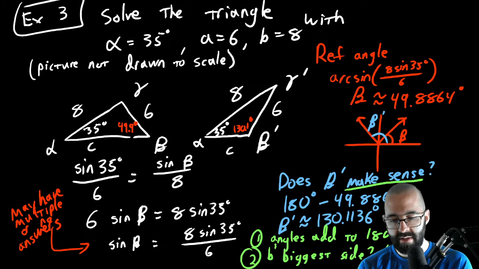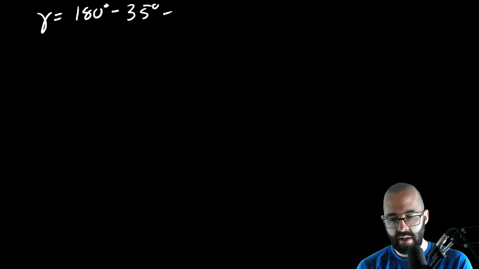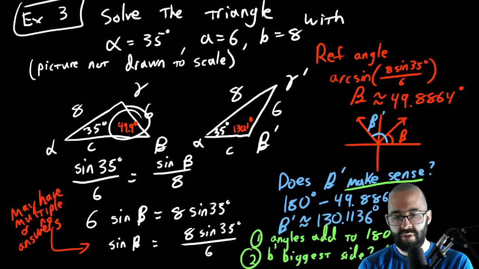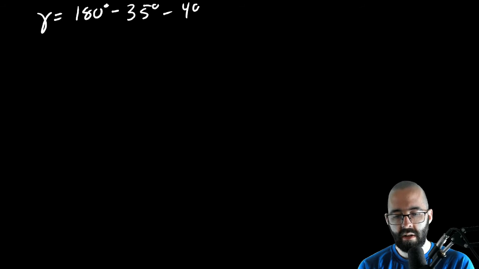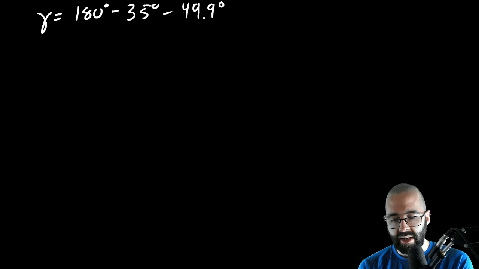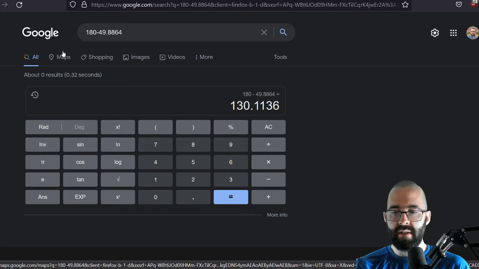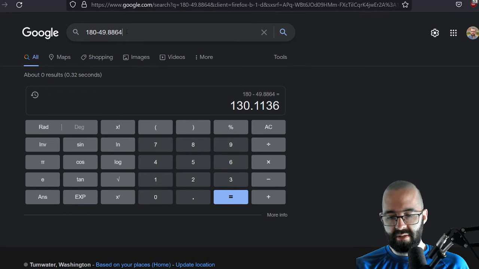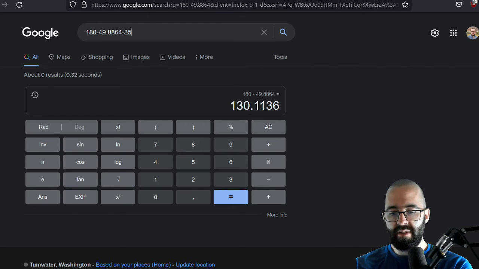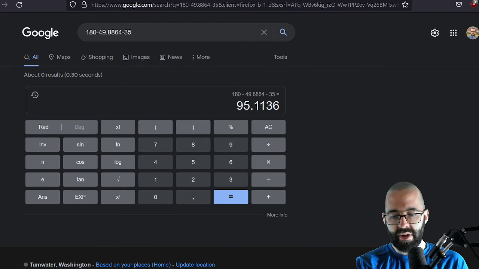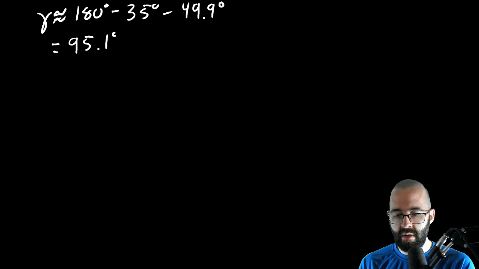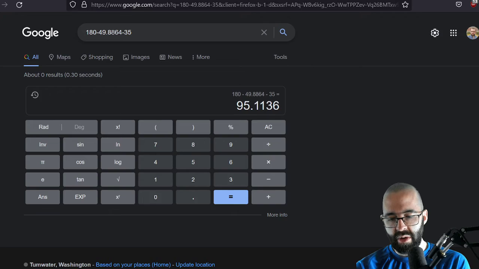So gamma is just going to be 180 degrees minus alpha, which is 35, minus beta, which is 49.9. Type that into a calculator. Technically this should be approximate. This will equal 180 minus 49.9 minus 35, which is going to be 95.1 degrees. Gamma is 95.1 degrees.